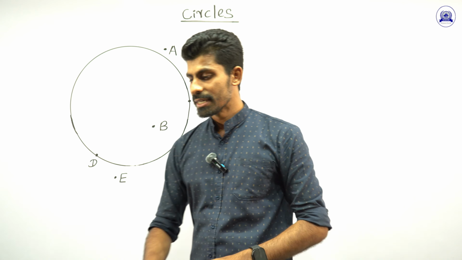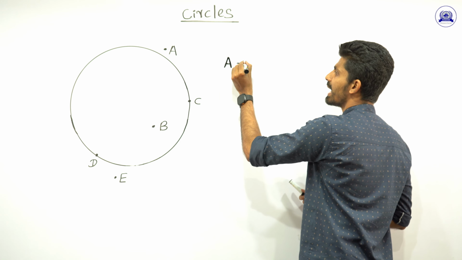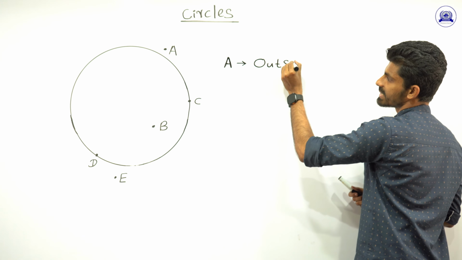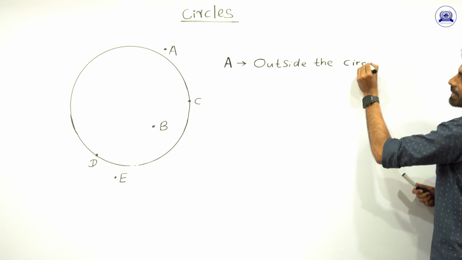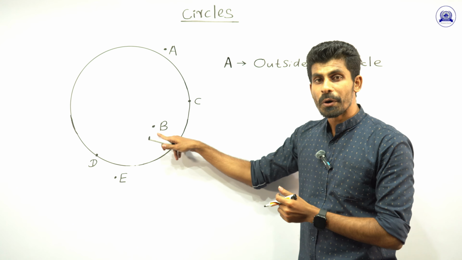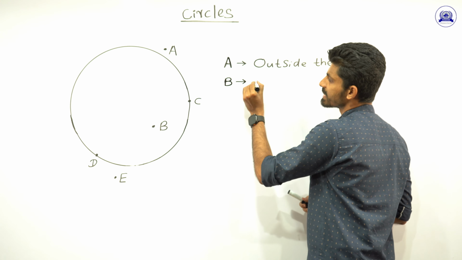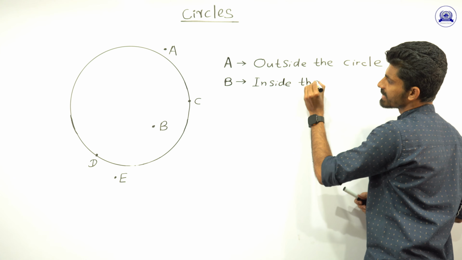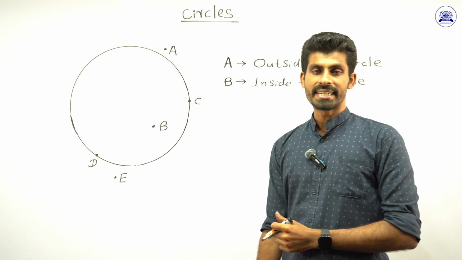Look at this one. A, right? Quickly write down A. A means outside the circle. You can note down with me: A means outside the circle. B means inside the circle. Very easy. B means inside the circle.